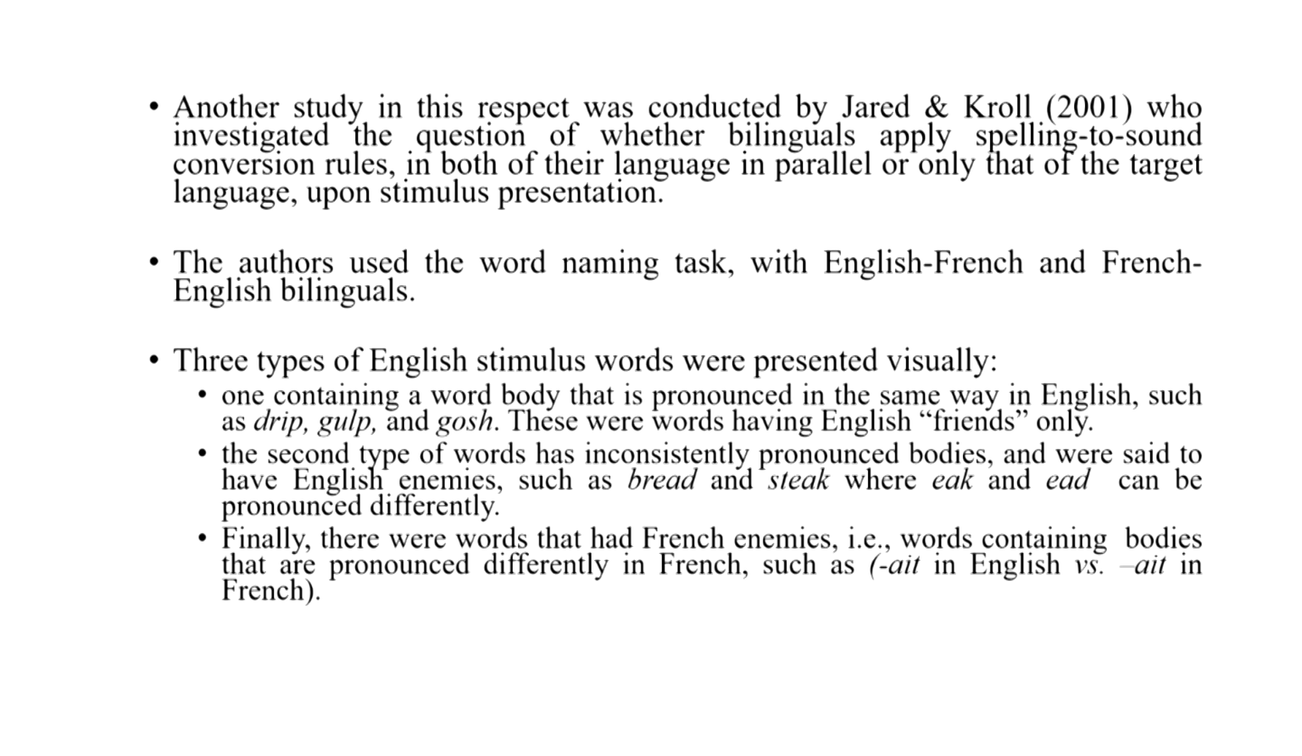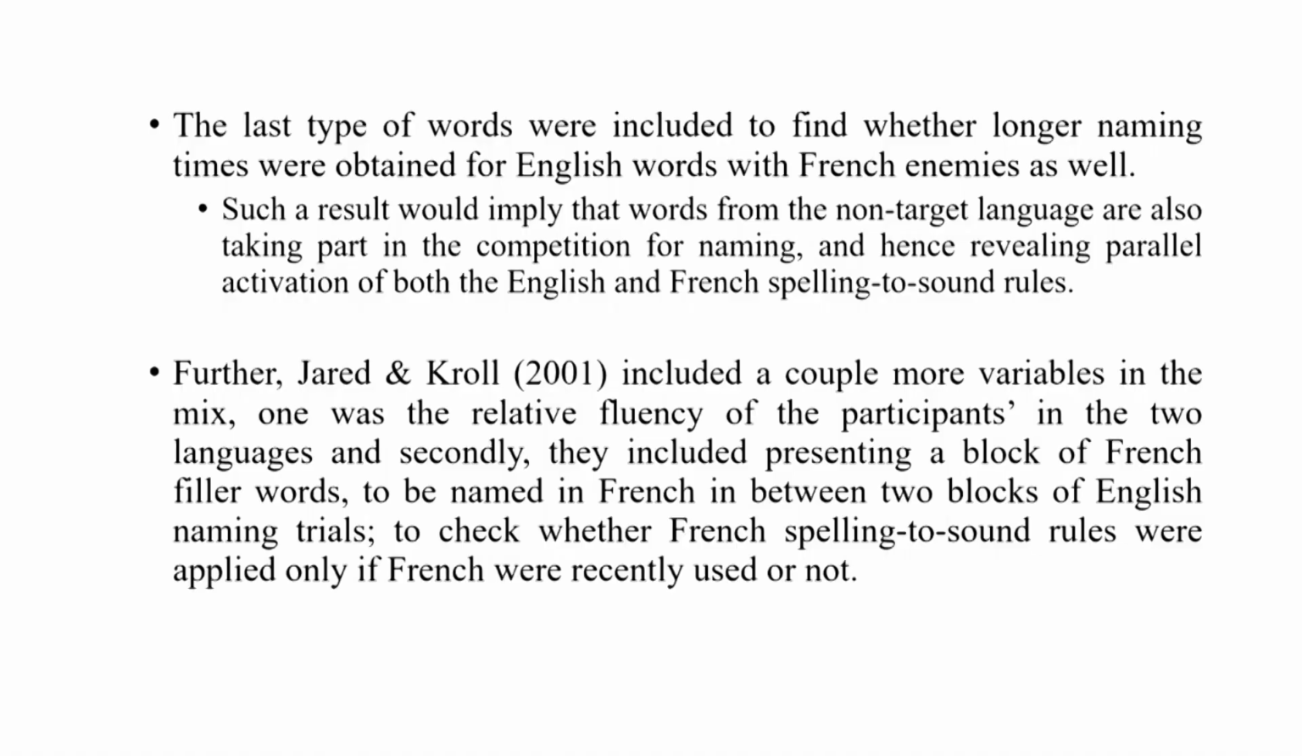So, for example, words containing bodies that are pronounced differently, but in French, not in English but in French. For example, the letter a in English versus a in French. Now, these last type of words were included in the study to find out whether longer naming times were being obtained for English words which have French enemies as well.